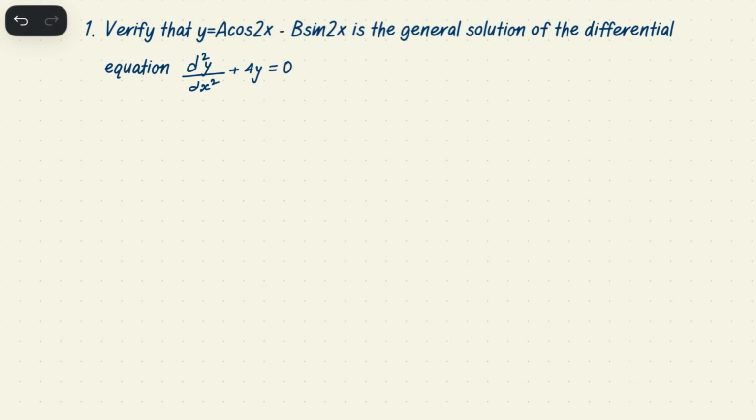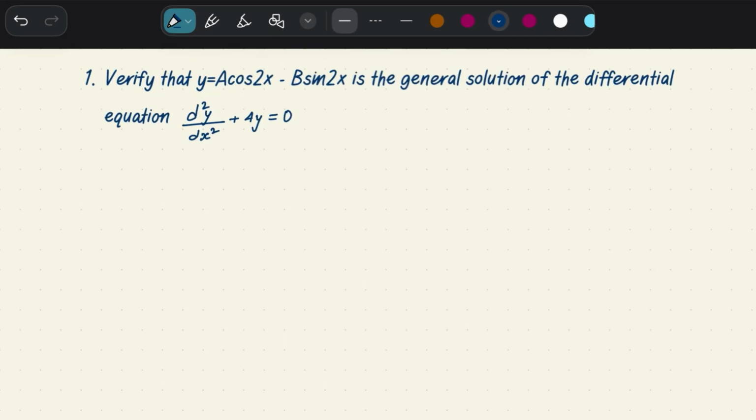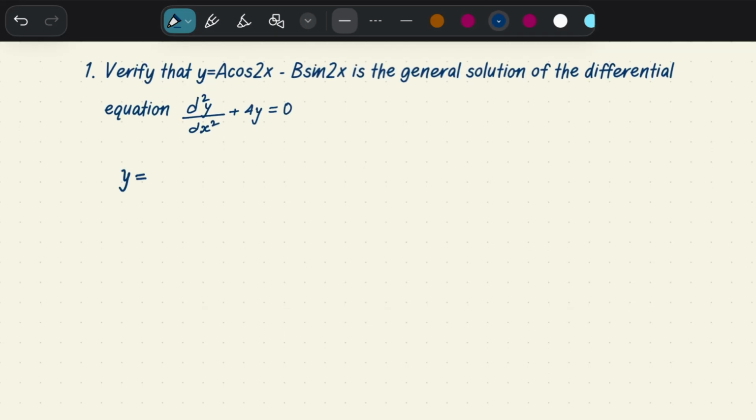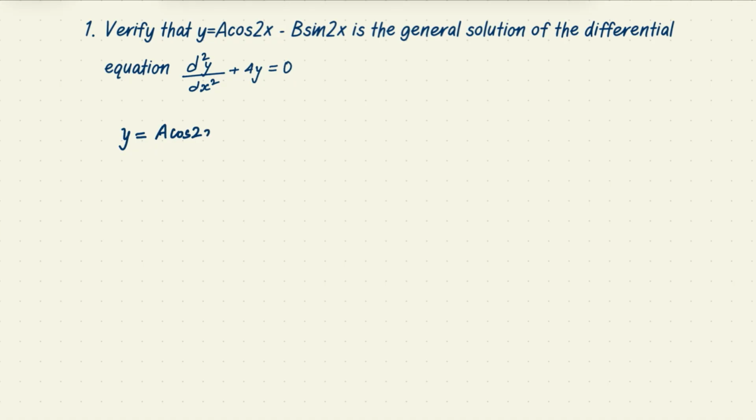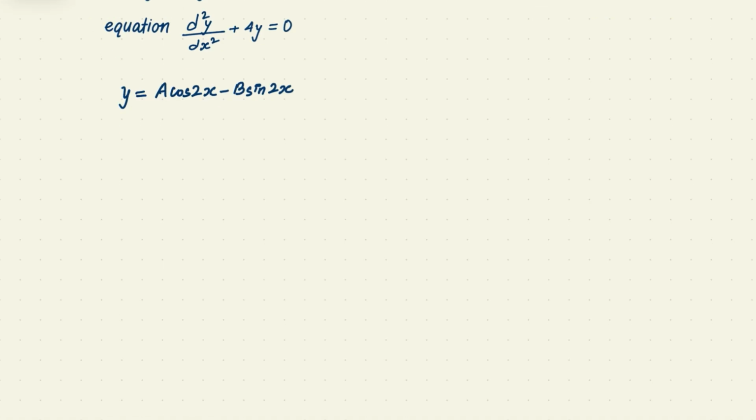Question 1. Here we have to verify that this equation, y equals A cos of 2x minus B sin of 2x, is the general solution of the differential equation d2y over dx2 plus 4y equals 0. Here the question has given the value of y, that is y equals A cos of 2x minus B sin of 2x, where capital A and B are constants. Since the equation contains a second order derivative, we will differentiate this y 2 times to get the value of d2y over dx2.